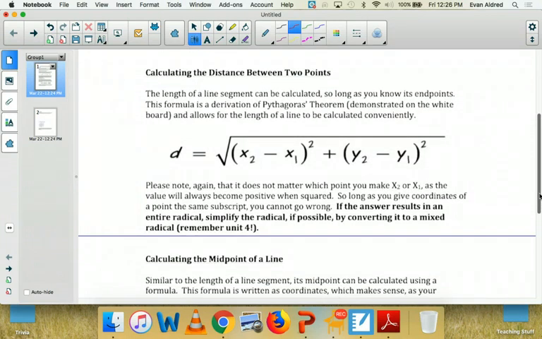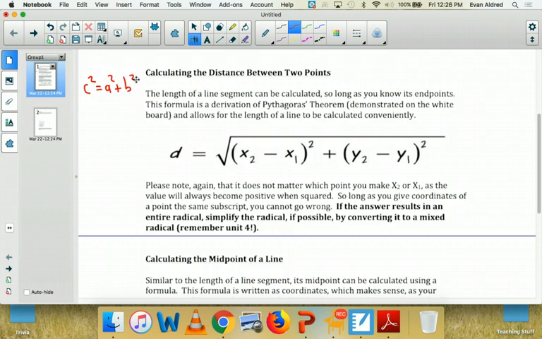So the distance formula doesn't look too nice. The distance formula is distance equals the square root of x2 minus x1 squared plus y2 minus y1 squared. Now this looks like an unfamiliar formula, but it's really something that you've been using for a number of years now. You've just seen it in a different way. So you've seen it as c squared equals a squared plus b squared.